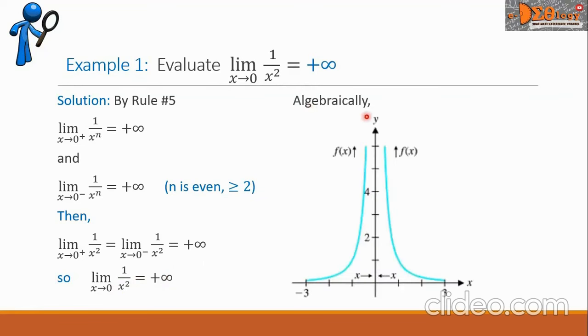We can also observe the graph of this function. You can see here that when x approaches 0 from the right, the graph is going to positive infinity. While coming from the left, the graph is approaching a y value that is positive infinity also. So this is our final answer.